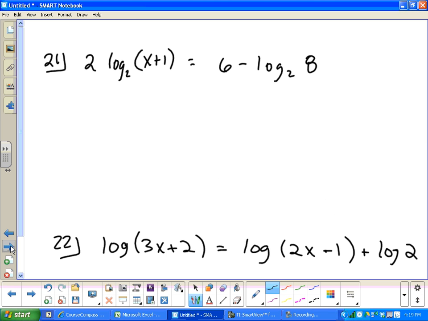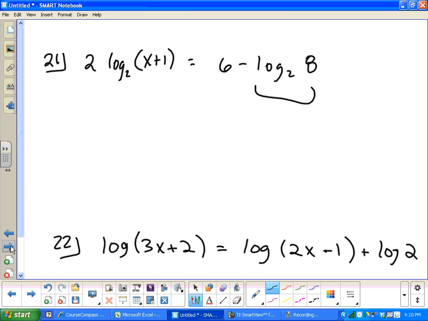All right, 21. Now this time we've got logs on both sides, but we've got a little extra stuff with them. So we can't really cancel them off, because we have a 2 right here, and we have this 6 minus on that one. So we can't cancel. Now, one thing that you could do here is put the logarithms on both sides and combine them, and that would work. But there's going to be an easier way.